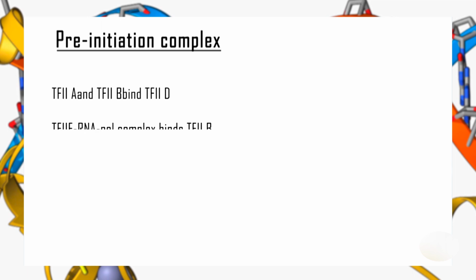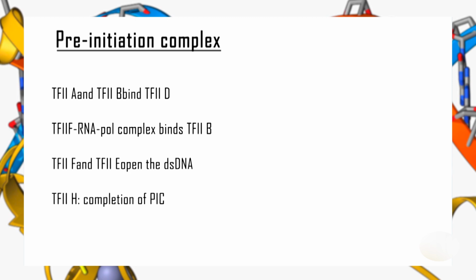Now, the pre-initiation complex, that is PIC. TBP of TFIID binds the TATA box, that is the minus 10 sequence, and TFIIA and TFIIB bind TFIID. TFIIF and the RNA polymerase complex bind TFIIB, and TFIIE and TFIIH open the double-stranded DNA, with helicase and ATPase activity, and TFIIH completes the PIC, that is the pre-initiation complex, binding RNA polymerase II to DNA.